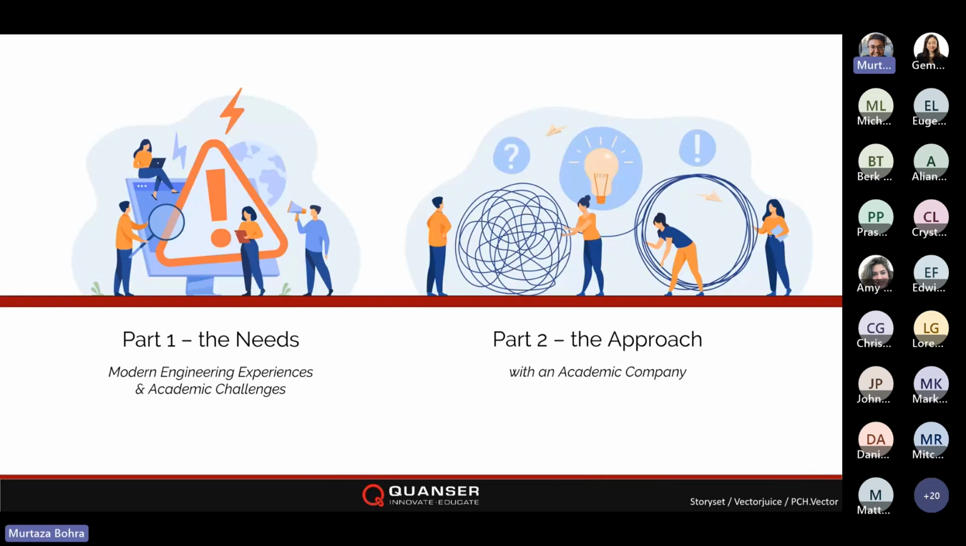Today is all about needs and problems. Our problems collectively as academics, problems as researchers and educators, and the task at hand that affects the new generation of modern engineers. In the future, we'll talk about Quanser's academic mission and vision, our design philosophy, the academic applications team at Quanser, and finally, our academic content.